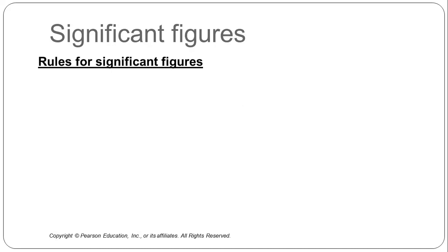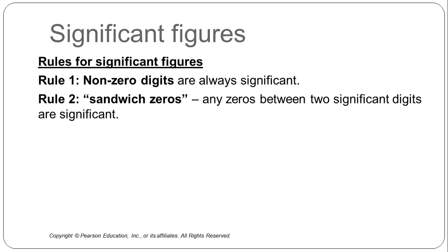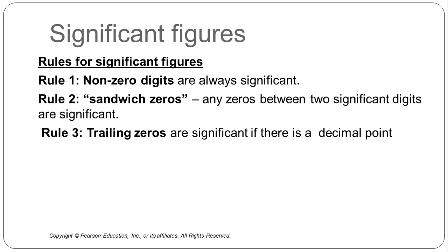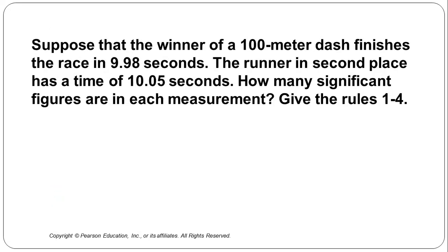Then we come now to the rules for significant figures. Rule number one, non-zero digits are always significant. Rule number 2, sandwich zeros. Any zeros between two significant digits are significant. And the last, trailing zeros are significant if there is a decimal point. Meron pa, yung additional na unlimited significant figures or tinatawag natin na counted values and equivalence.